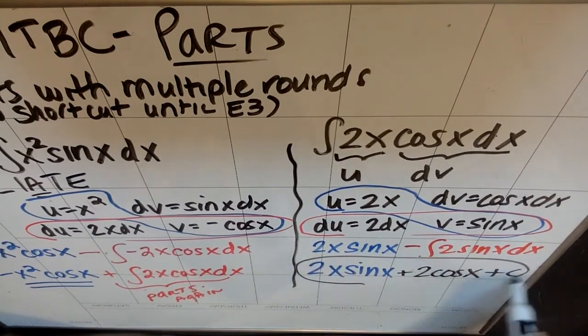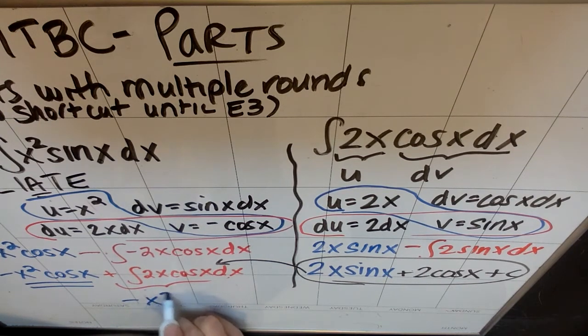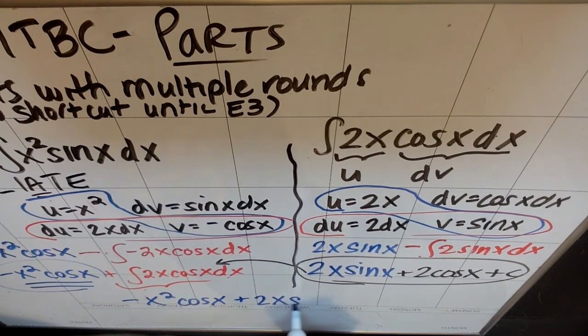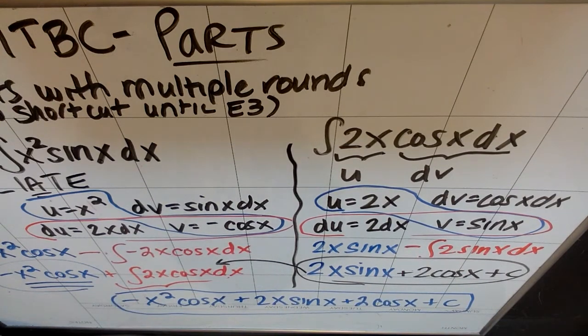I'm then going to take this part and plug it back in where the red integral was when I had to do parts again, and I'm going to get that my final answer, if I put all of it together, is negative x squared cosine of x, right? This blue thing that's all the way off to the side, plus the 2x sine of x, plus the 2 cosine of x, plus c. And that is my lengthy answer from having to do 2 rounds of parts.